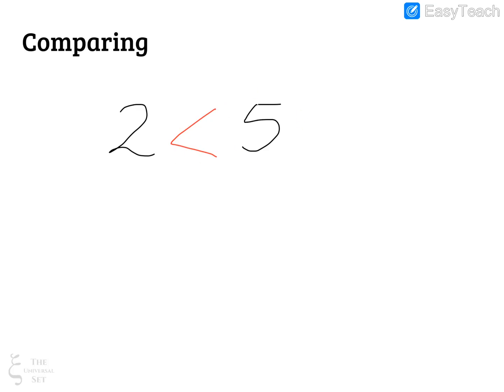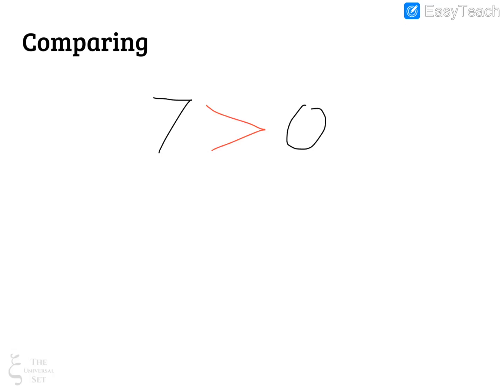But obviously I could write my symbol the other way around. So if we do that, let's flip it back this way instead. Now what numbers could I put in here? Well, I could have 7 over here, and I could have 0 over here. And I'd say 7 is bigger than 0, or reading it backwards, 0 is less than 7. The mouth is trying to eat the bigger number.